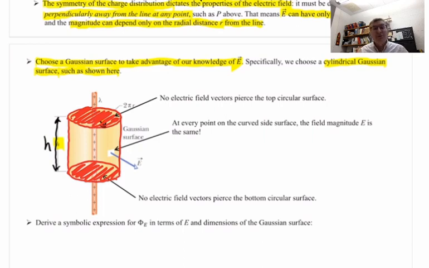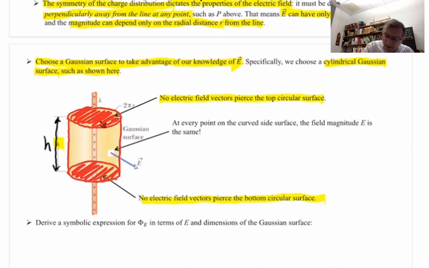And think about how the electric field's pointing radially away from this line at any given point, and think about where the electric field vectors will pierce this Gaussian surface, because that's where we get electric flux. And what I contend is, as I've written here, there are no electric field vectors piercing the top circular surface. They skim along it, yes? They don't pierce through it. And there are no electric field vectors that pierce the bottom circular surface. They skim along it, but they don't pierce through it. Where I get piercing of the Gaussian surface from the electric field is on the curved side.